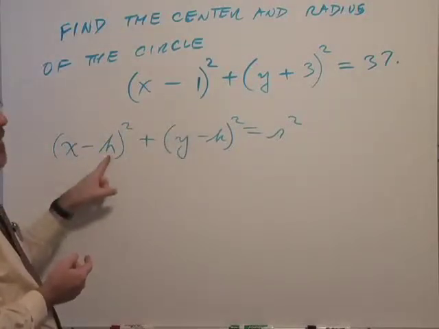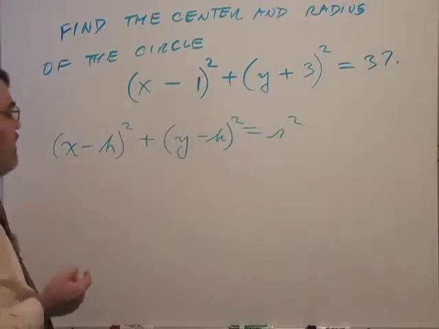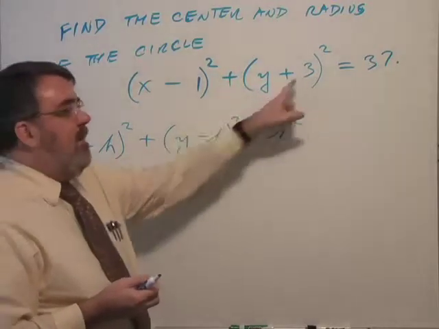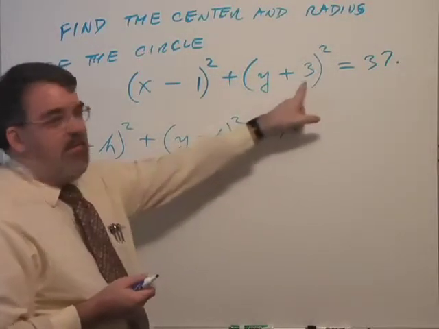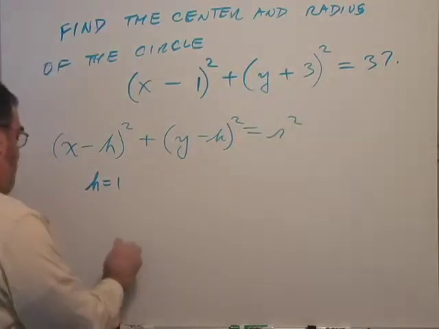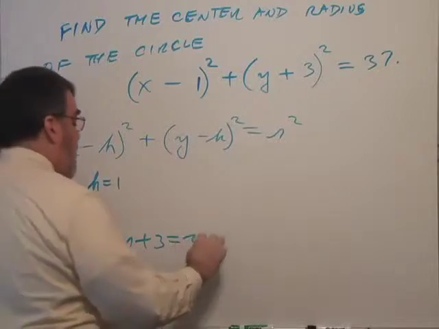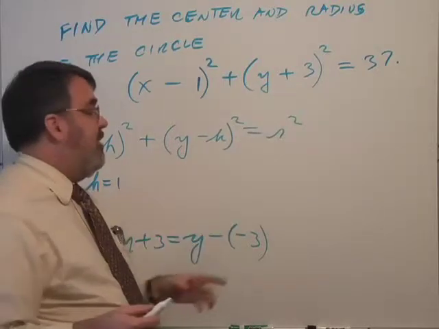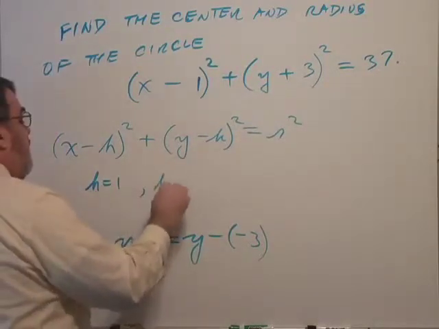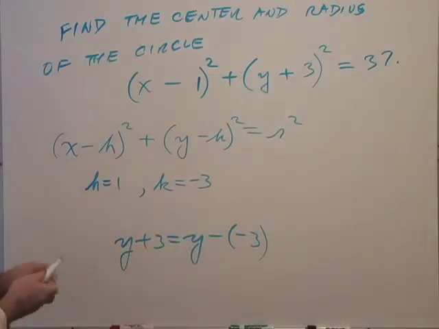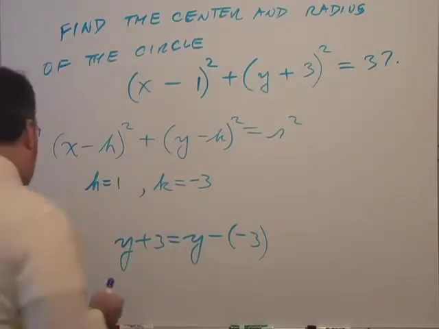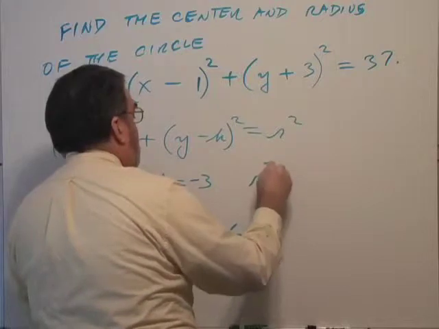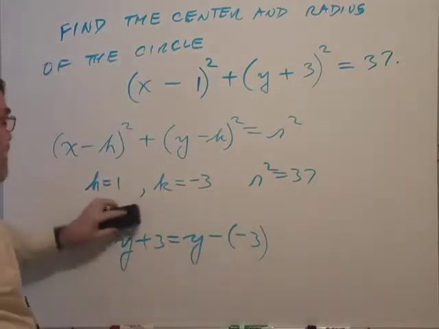Here h is positive 1 because x minus 1 matches x minus h. So h is 1. And over here, what's k? Well, y minus k, and this says y plus 3. Think of that as y minus negative 3. So k is negative 3. So we've identified h and k, and r squared is 37. So now we can write down the answer.